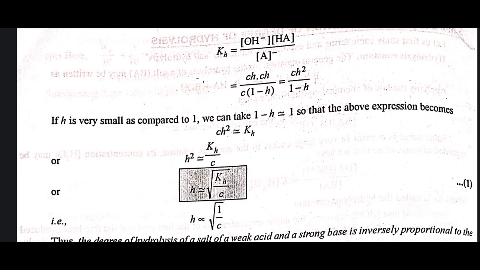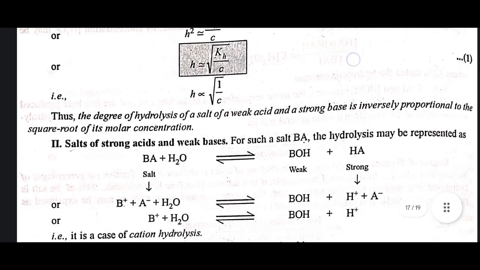If h is very small as compared to 1, we can take 1 minus h nearly equal to 1, so that the above expression becomes Ch square nearly equal to Kh, or h square is equal to Kh upon C, or h is equal to under root Kh upon C. This is equation number 1. That is, h is directly proportional to 1 upon under root C. Thus, the degree of hydrolysis of a salt of a weak acid and a strong base is inversely proportional to the square root of its molar concentration.